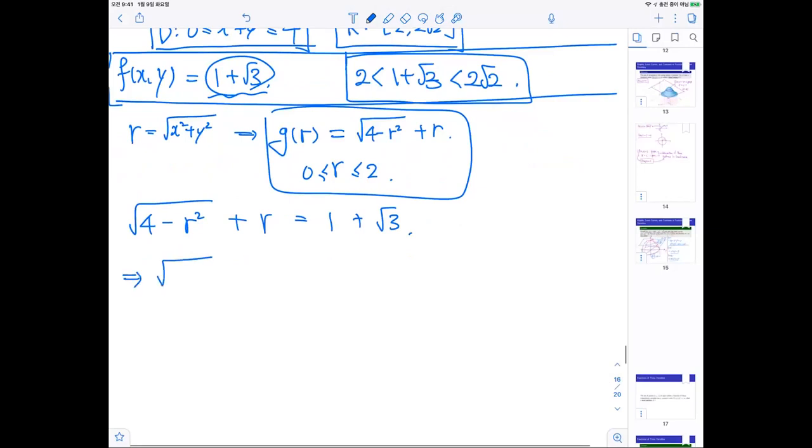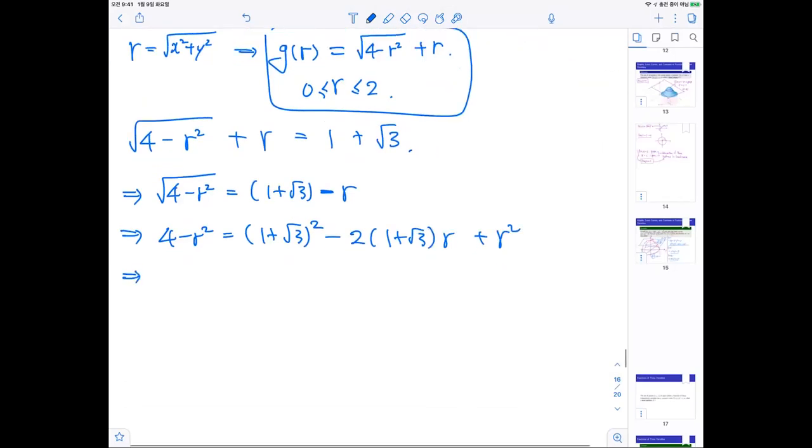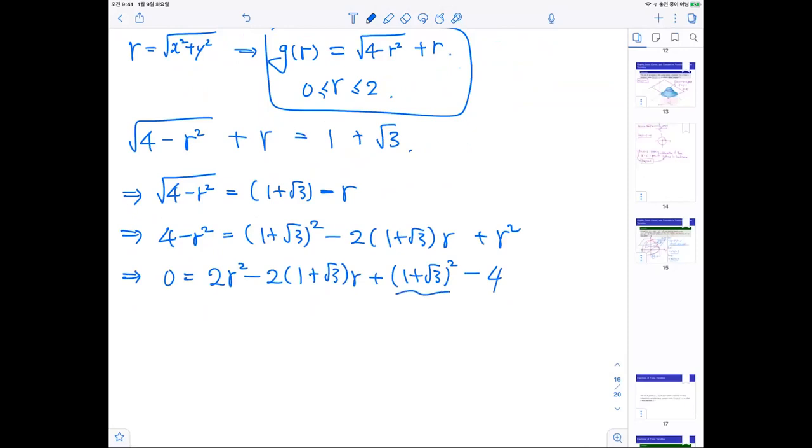Then again, 1 plus square root of 3 minus r equals the square root of 4 minus r squared, and then we get (1 plus square root of 3) squared minus 2(1 plus square root of 3)r plus r squared. Then we get 0 equals 2r squared minus 2(1 plus square root of 3)r plus (1 plus square root of 3) squared minus 4. Since this is 2 square root of 3, we get r squared minus (1 plus square root of 3)r plus square root of 3.